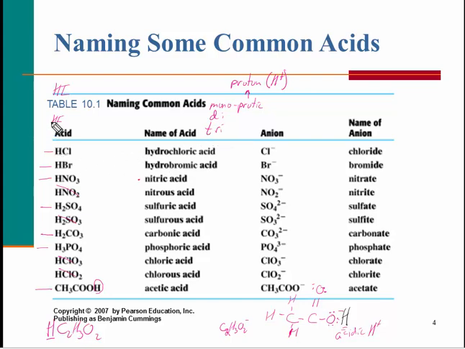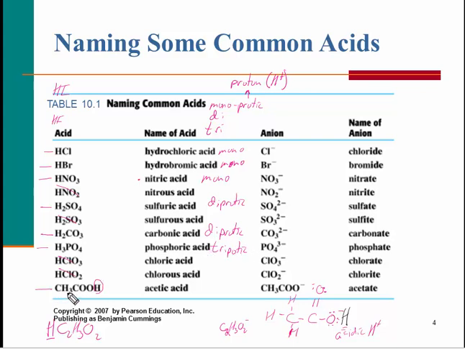So HCl, HBr, HF, HI, these are all monoprotic. They all just have 1 hydrogen. Nitric acid, also just 1 hydrogen, so monoprotic. Sulfuric acid, right, there's 2 hydrogens here, so now this is diprotic. Carbonic acid, 2 hydrogens, also H2CO3. This is also diprotic. Phosphoric acid, 3 hydrogens, triprotic.